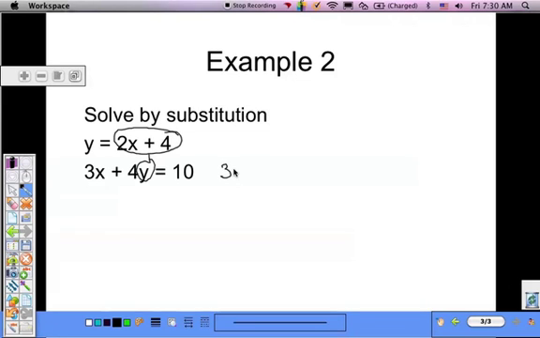So this equation can be written as 3x plus 4 times what we know y is, 2x plus 4, equals 10. And now we just need to distribute and solve. So 3x plus 8x plus 16 equals 10.